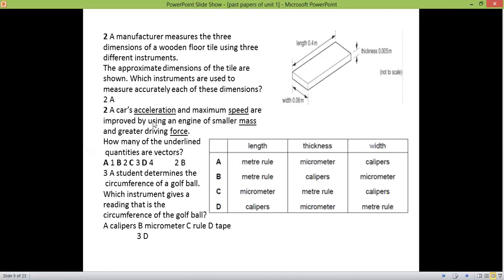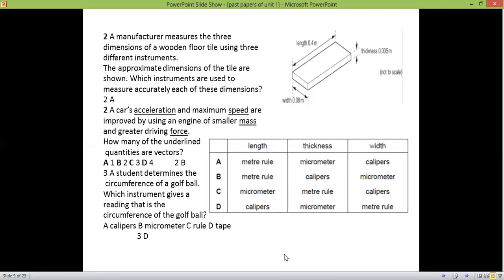Next question. A car's acceleration and maximum speed are improved by using an engine of smaller mass and greater driving force. How many of the underlying quantities are vectors? So over here, acceleration and force are vector quantities. Speed and mass are scalars. So two quantities are vector quantities. Correct answer is B.